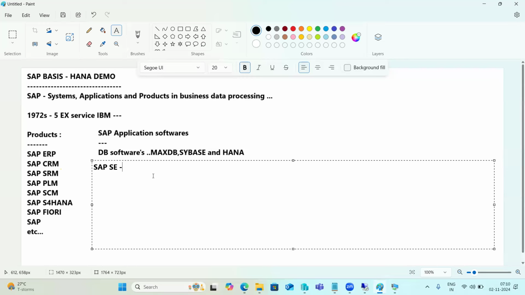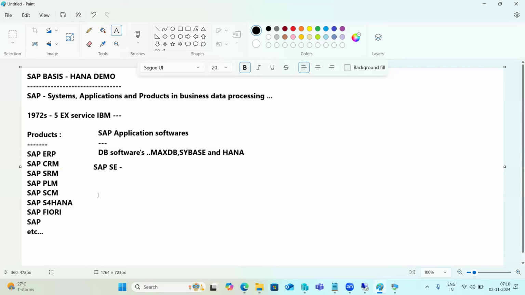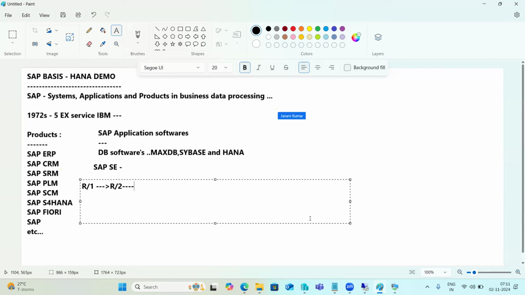SAP is a three-tier architecture. If I talk about the history of SAP, initially they were on the R1 architecture. R1 means real-time, tier 1 architecture, right? Later, depending on the IBM mainframes, they changed their architecture to R2. R means real time, and 2 means two-tier architecture.